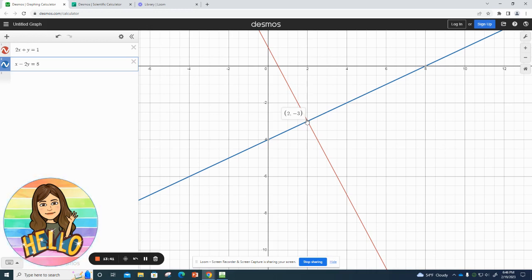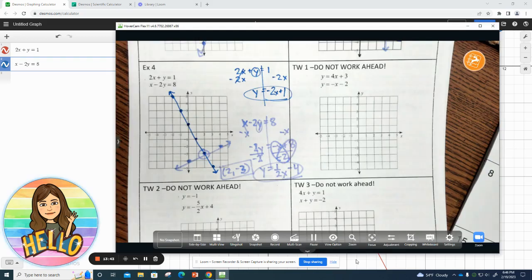That's it for our lesson. What we're going to do now is work on our independent practice, and have a great day.